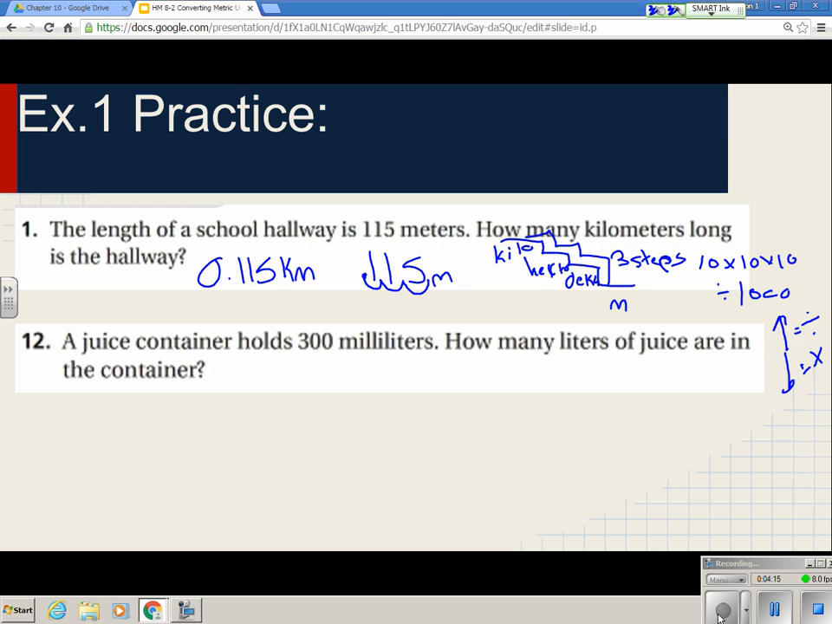So with this one, we were going from 300 milliliters and we're trying to go to liters. So again, we're going up the steps. We had to go up 3 steps, so that's times 10, times another 10, times another 10, which is 1,000. But since we're going up, that means we had to divide. So you move the decimal point over once, twice, 3 times. 0.3 liters is what you should have got. If you did, come on over and give me a high five.